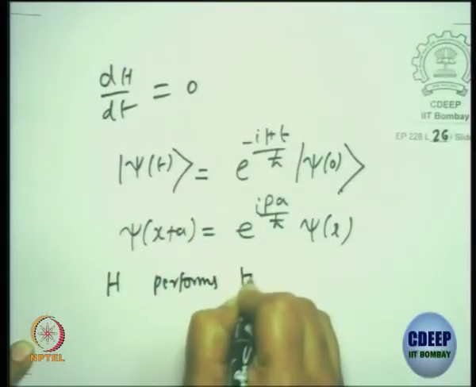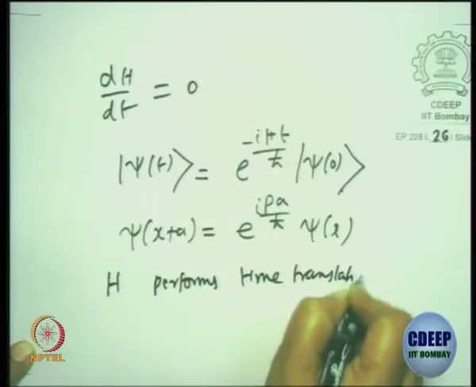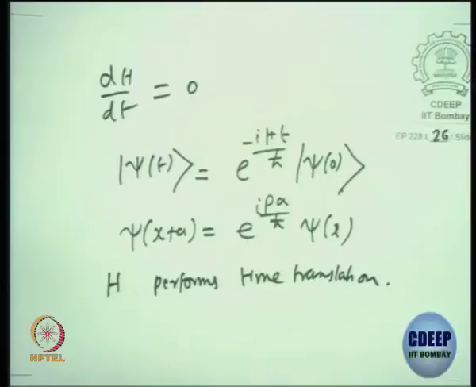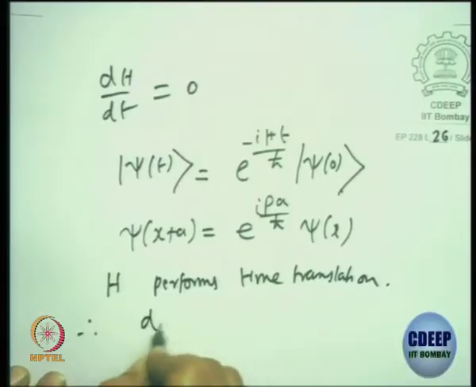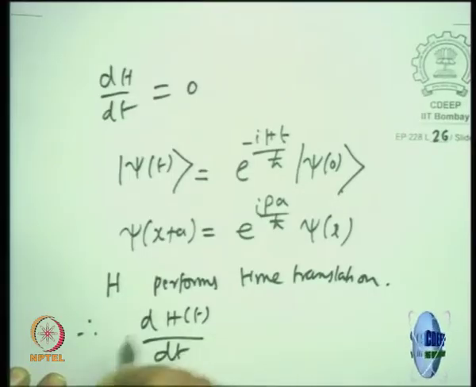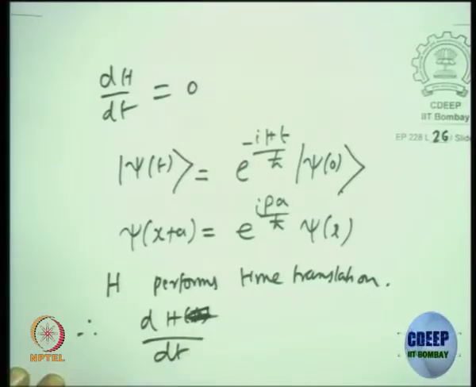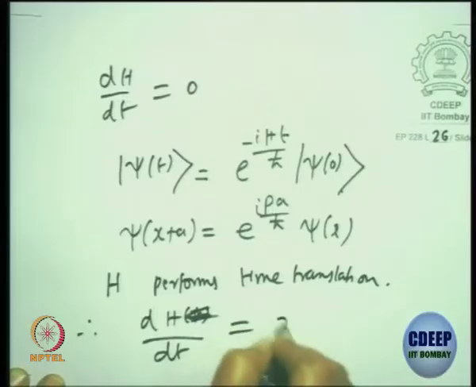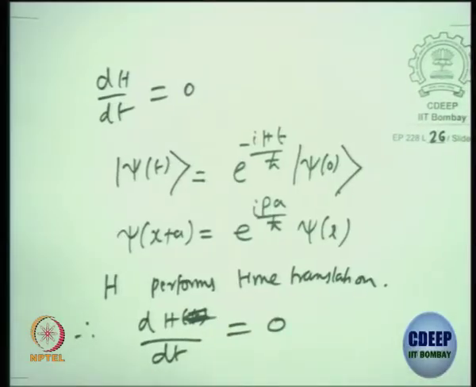So we can say H performs time translation. Therefore, dH of t by dt, in the Heisenberg picture, anyway, in any picture the Hamiltonian is the same, it's independent of time, has to be 0. Which means time translation invariance is lost if your Hamiltonian has time dependence. So for all the systems which you are studying, dH by dt is 0 because H's are all time independent. Because it is time independent, doing time translation does not affect your Hamiltonian at all.